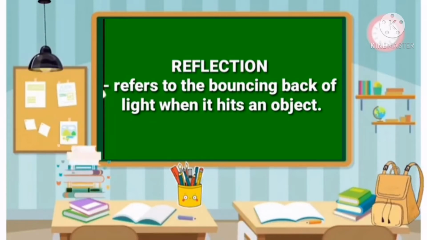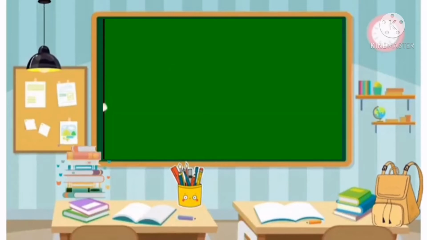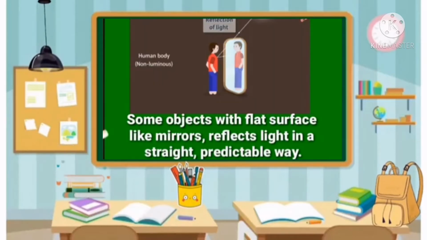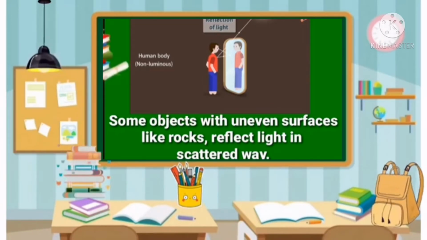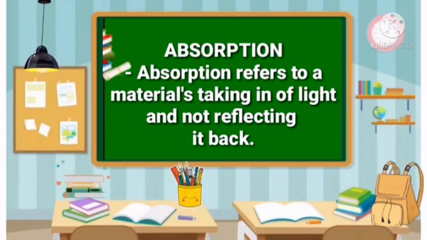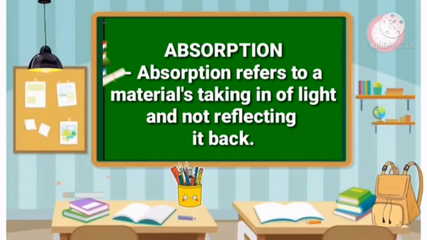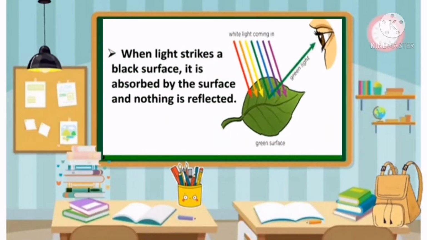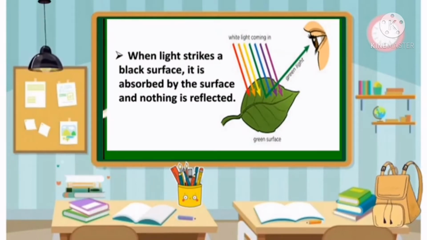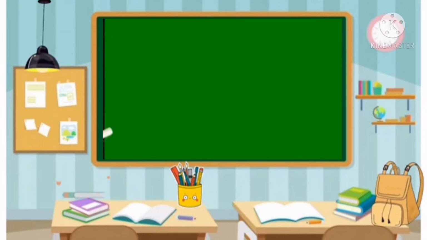Reflection refers to the bouncing back of light when it hits an object. Some objects with flat surface, like mirrors, reflect light in a straight, predictable way. Some objects with uneven surfaces, like rocks, reflect light in a scattered way. Absorption refers to a material taking enough light and not reflecting it back. Example, when light strikes a black surface, it is absorbed by the surface and nothing is reflected.